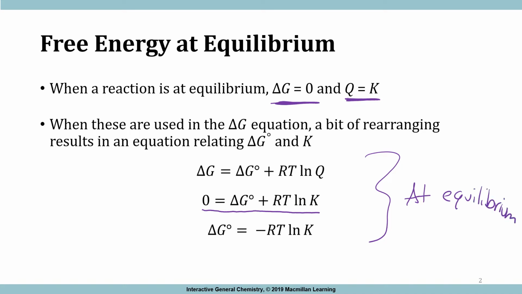So if I rearrange this equation and I want to get delta G naught by itself, then I will just subtract RT ln of K on both sides. That gives me this overall equation. So the standard condition for delta G equals negative RT natural log of K. So remember that T is equal to 298 Kelvin.